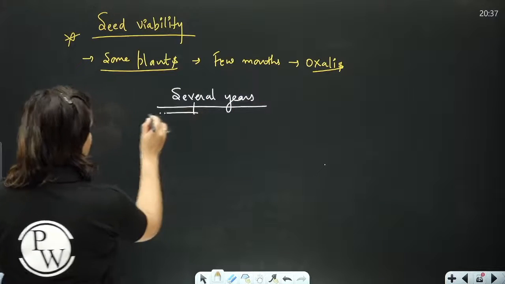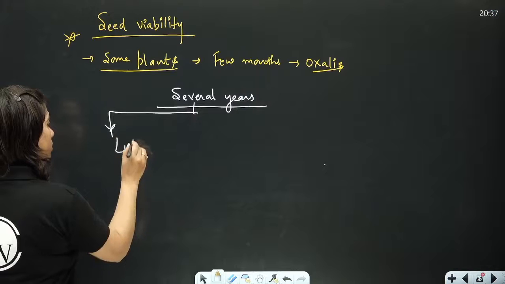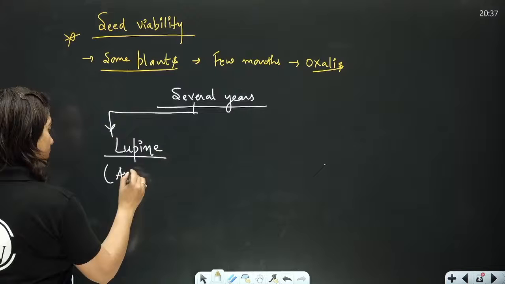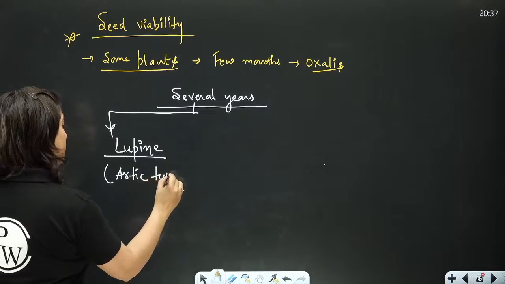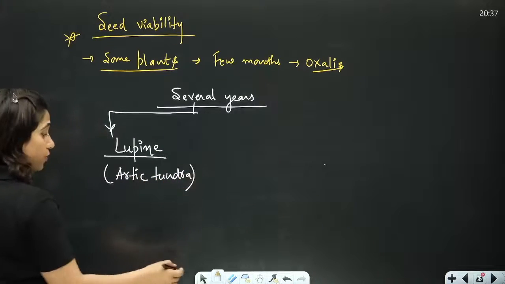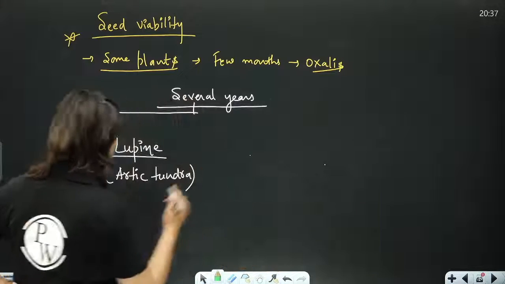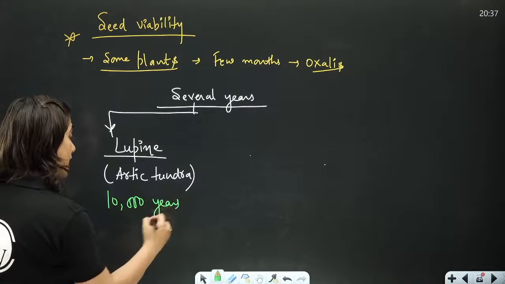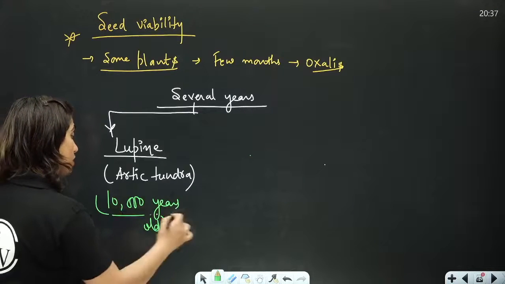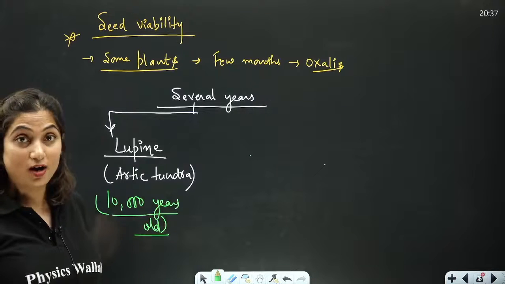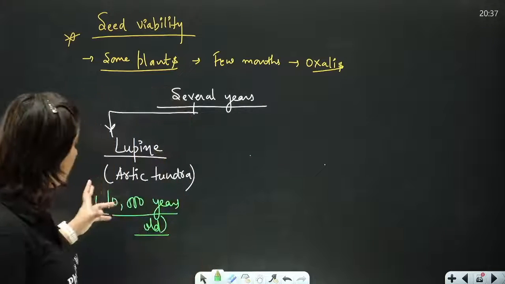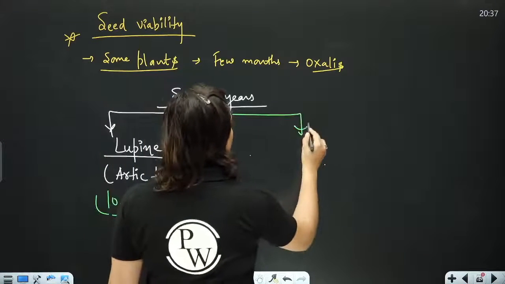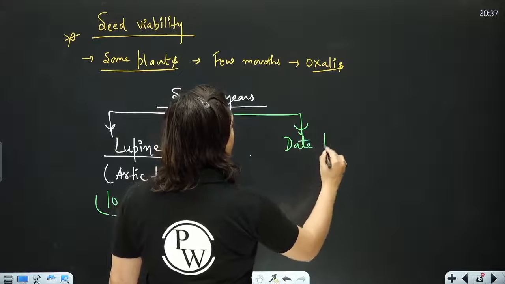One example is of lupine. It was excavated from the Arctic tundra, right? And when it was excavated, with the help of carbon dating, its age was calculated and it was 10,000 years old. And even after excavation, when it was sown, it gave rise to a new plant. That means this plant, lupine, has a seed viability of 10,000 years. And the second example given in NCERT is of the date palm.